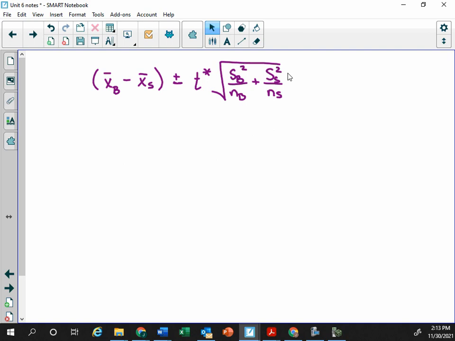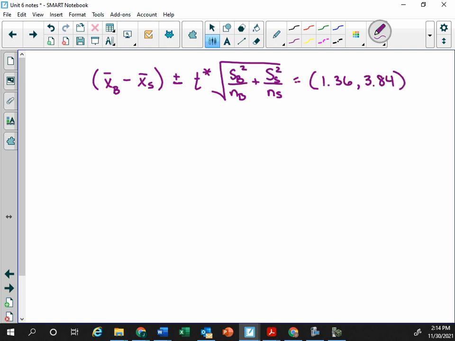So this came out to be roughly 1.36 to 3.84. So that's your actual confidence interval, and then we have to write our contextual conclusion with that. So we'd say we are 95% confident that what? What were we even talking about in this problem?